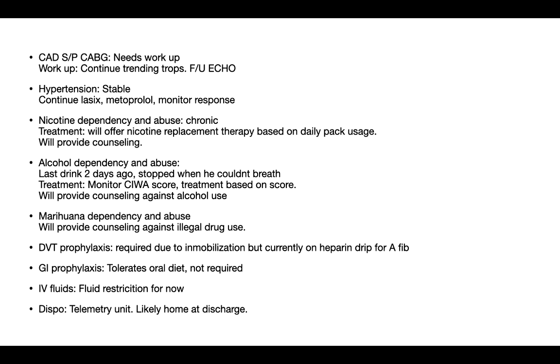syndrome. So for alcohol users, we like to use the CIWA score, and treatment for symptoms of withdrawal is based on this score. We provide counseling against alcohol use, same with marijuana. DVT prophylaxis at the end. Every patient will need DVT prophylaxis unless they are on anticoagulation at this time. So for this patient, he's on anticoagulation with a heparin drip for atrial fibrillation. For GI prophylaxis, unless they are on high dose steroids or in the ICU, they don't require GI prophylaxis.